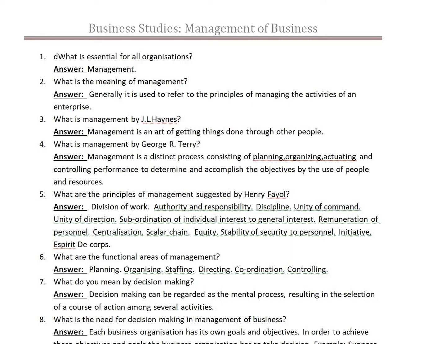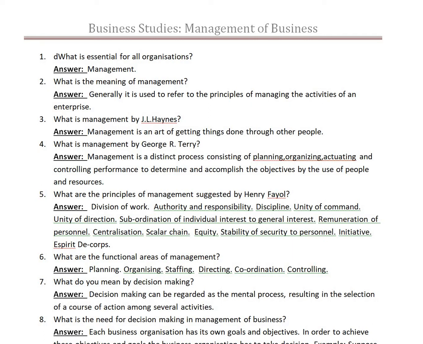Next is stability of security to personnel. Next point is initiative, and the next one is esprit de corps. Esprit de corps is based on the principle unity is strength. It emphasizes the need for teamwork and importance of communication in obtaining it.